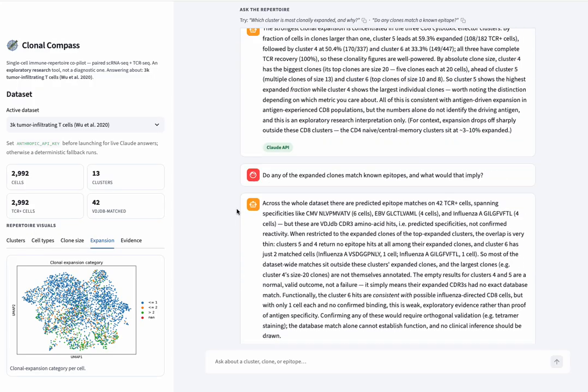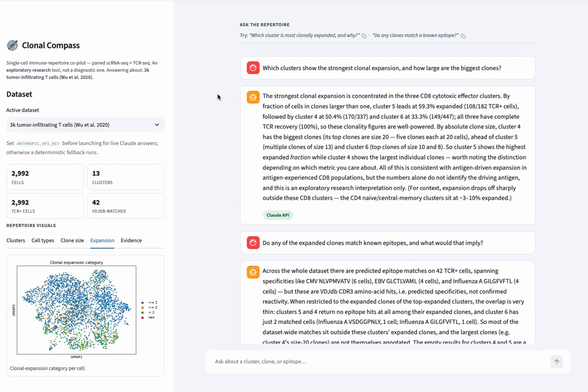From here, we can ask questions of the data. First of all, which clusters show the strongest clonal expansion, and what would that imply? And here it answers straight away from the computed evidence with the most expanded clusters and largest clones. It's not guessing, it's reading back metrics.